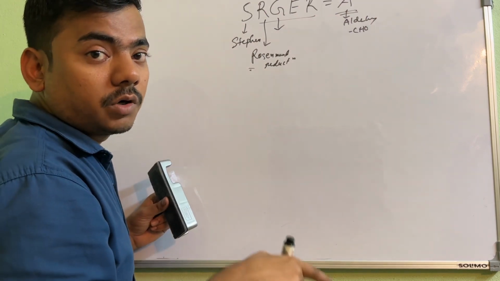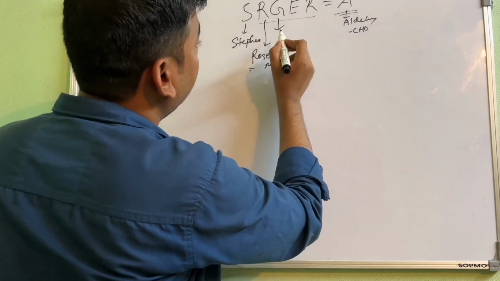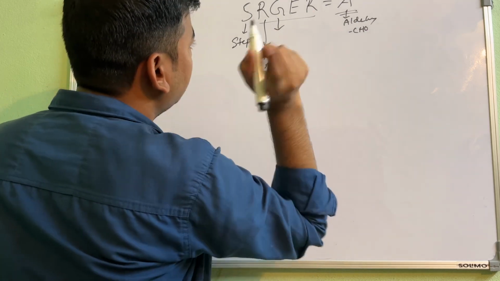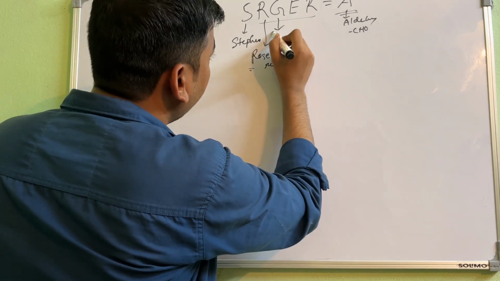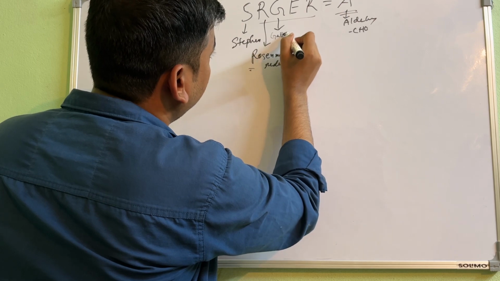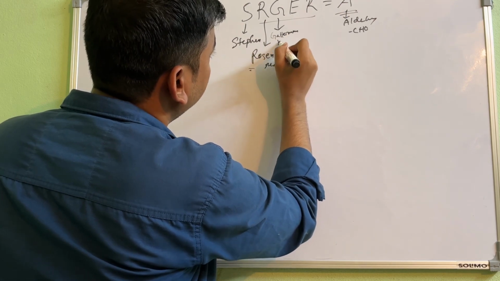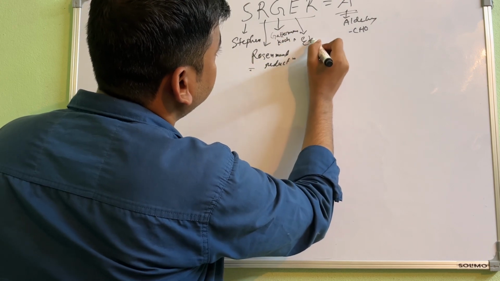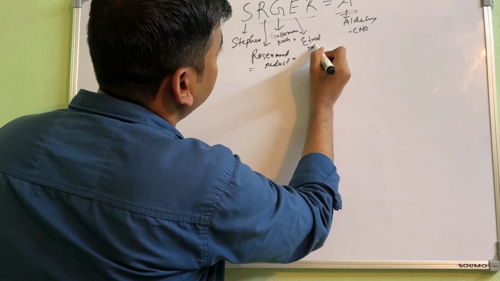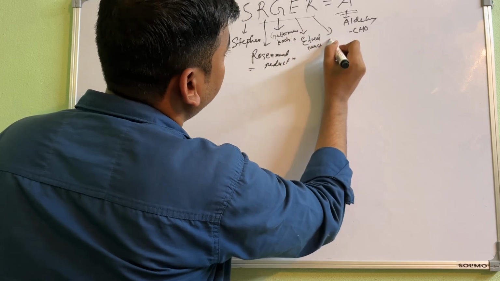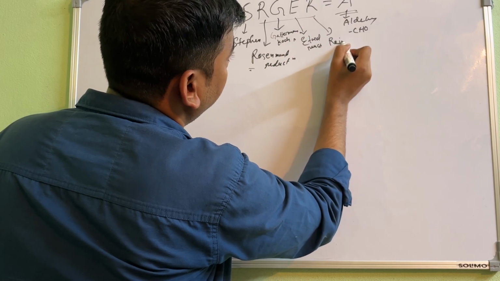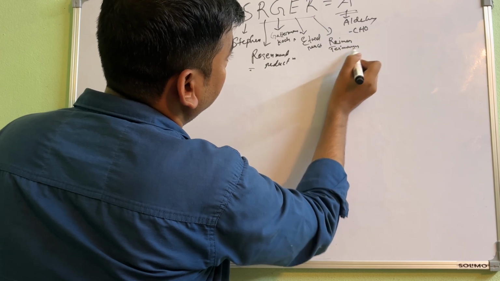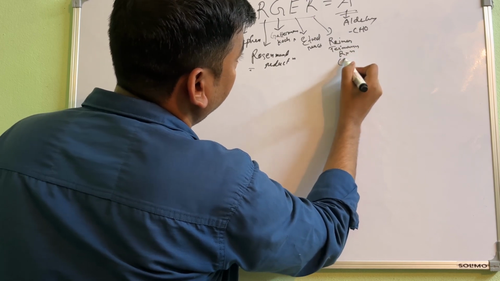This came this year only, the 2021 January attempt of IIT JEE. I think this question came in the 27th of January evening shift. I already discussed it also. Z for Gattermann reaction, Gattermann-Koch reaction. E for Etard reaction. And R for Reimer-Tiemann reaction. It is also called RTR for short.